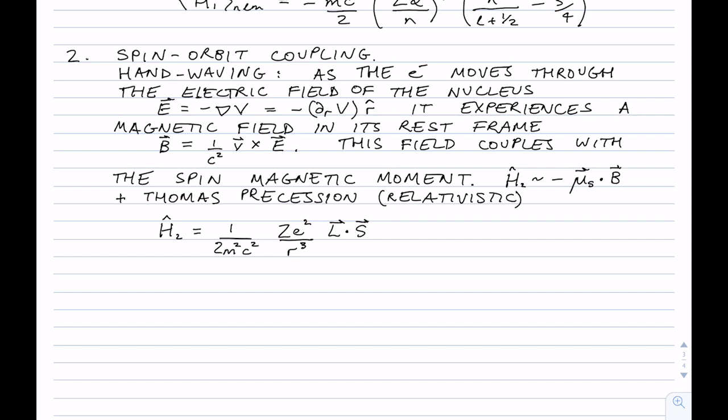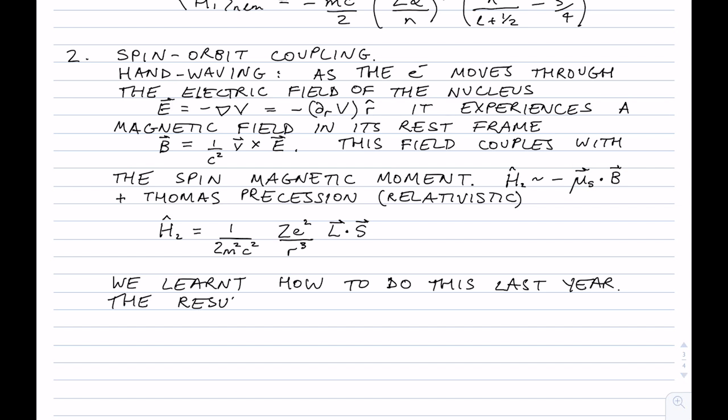So you end up with something that looks like this. It's an L dot S term. And actually, we already learned how to do this, in that we know how to take the expectation value of L dot S. And the result in the LSJ basis, so take a basis where L, S and J are all simultaneously specified.